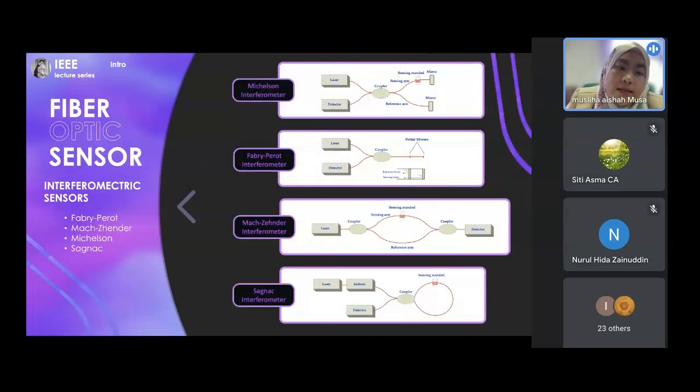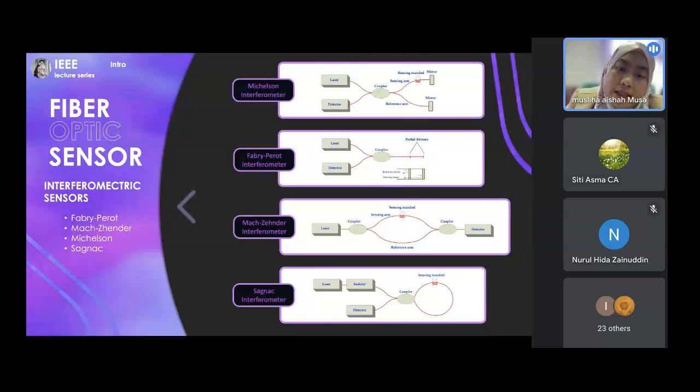Okay, for the interferometric sensor, we have 4, right? Basically, with today's technology, researchers focus more on the Michelson and the Mach-Zehnder, because they are easy to fabricate and more flexible for what we want to do. And they also give high sensitivity.